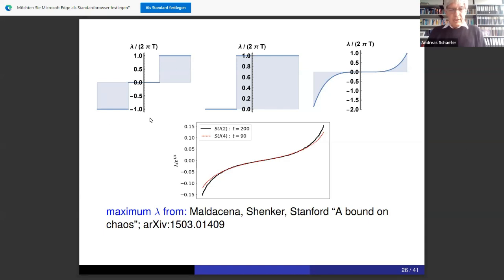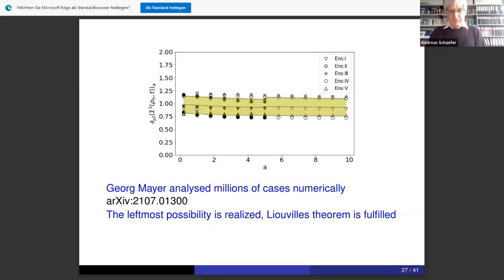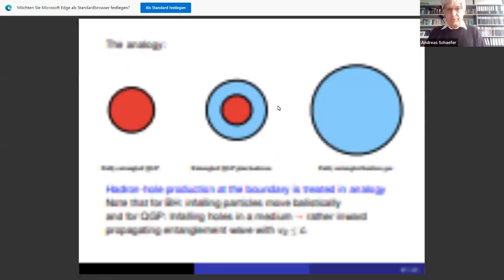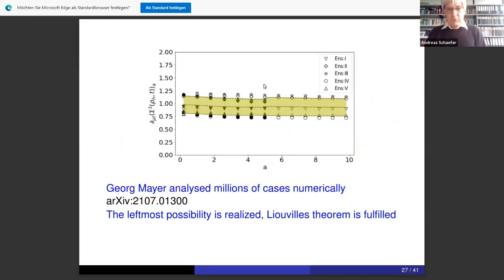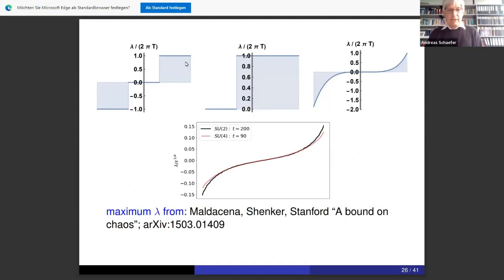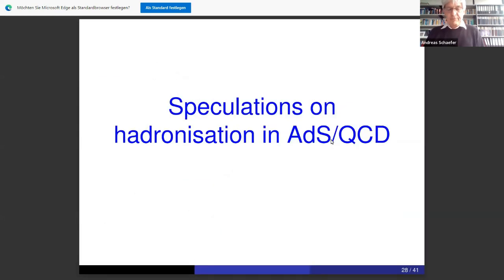So that we could test by taking the average over millions of starting configurations and calculating these trajectories of the apparent horizon in each case. And what we found is really this behavior; more precisely, this is normalized such that this behavior corresponds to one. And then depending on how we take this ensemble average, you get a slight scatter around that, but in principle, it's a very clear indication that in the large N limit in an SU(N) gauge theory, you get really maximum Lyapunov exponents and Liouville's theorem is fulfilled. Okay, that is what we did in the past.